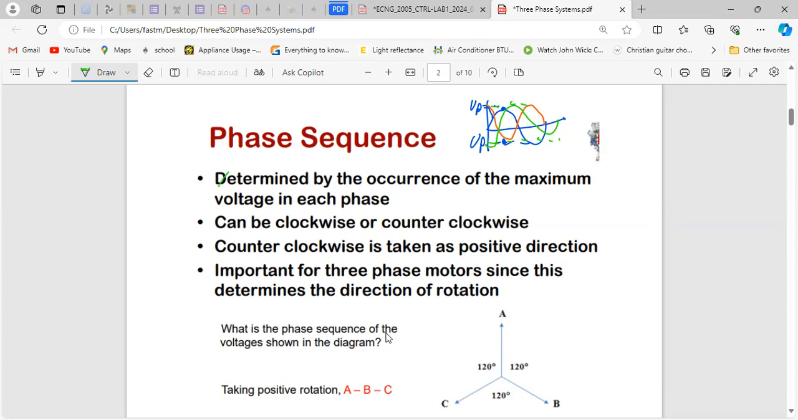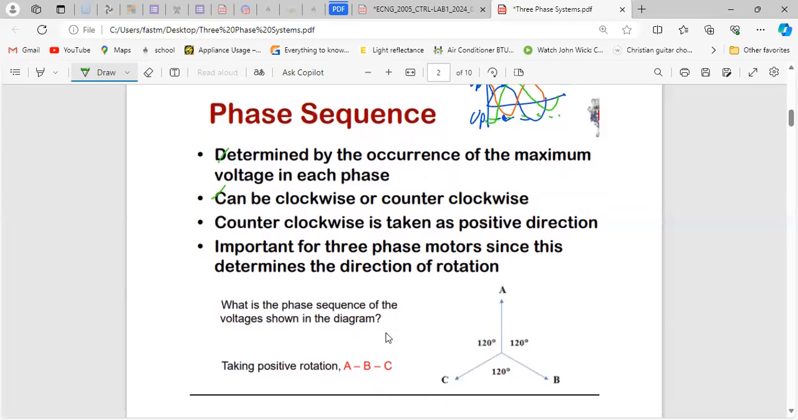So that's the first thing. Second thing, which will come in handy when you draw any phase: there's a direction for each. When you're looking at it, counterclockwise is normally taken as the positive direction. So that's something to remember. Very important.